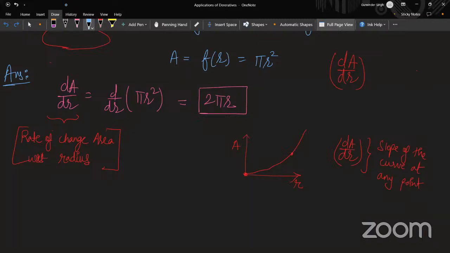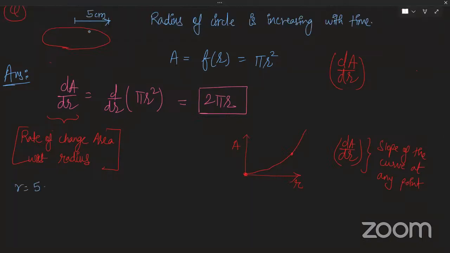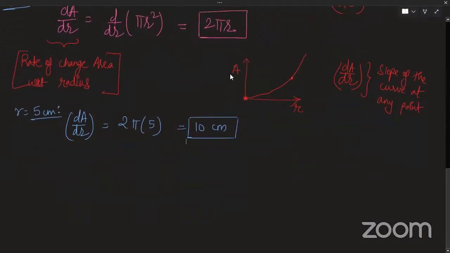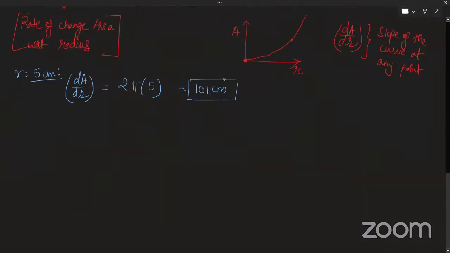So if I substitute my value of R that's been given to me as 5 centimeter, can you tell me what will be my value of dA by dr? The rate of change of area with respect to radius. So I'll just directly substitute it as 2 pi into 5. So it will be 10 pi centimeter, right? Everyone? Yes, sir. Okay, 10 pi.